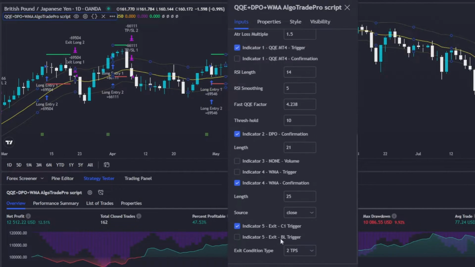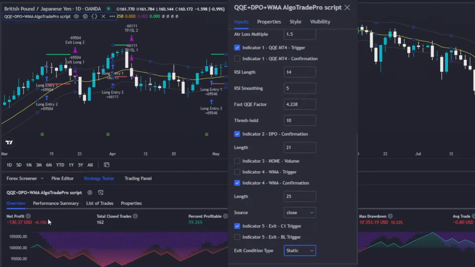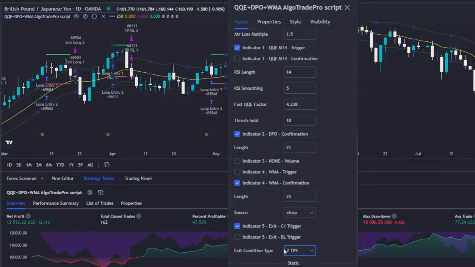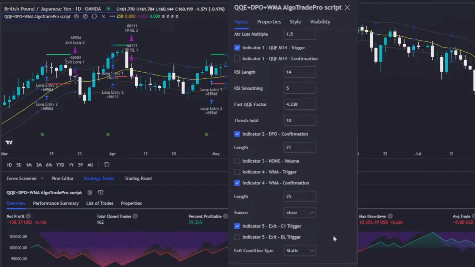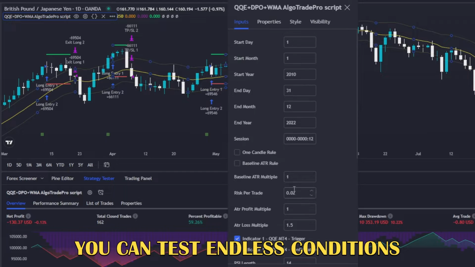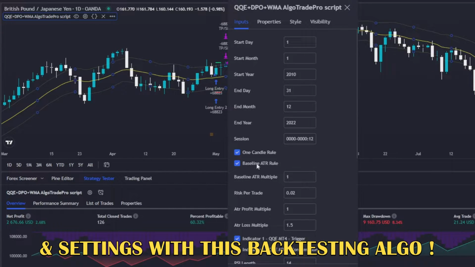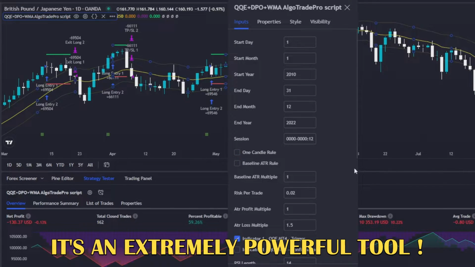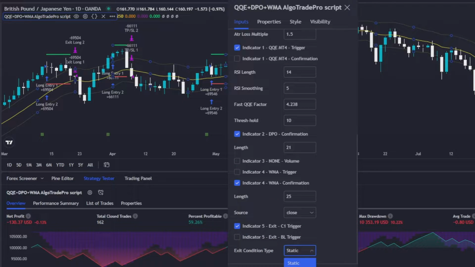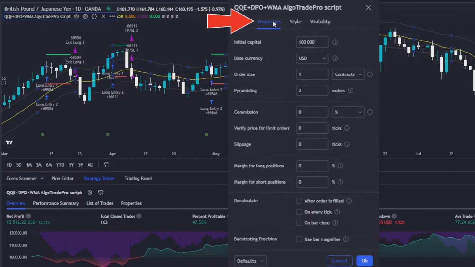And again, you can try one or the other option to see which one increases the profit of your strategy the most. As you can see, you can test endless conditions and settings with this backtest algo. It is an extremely powerful tool. Now let's move on to the properties section.